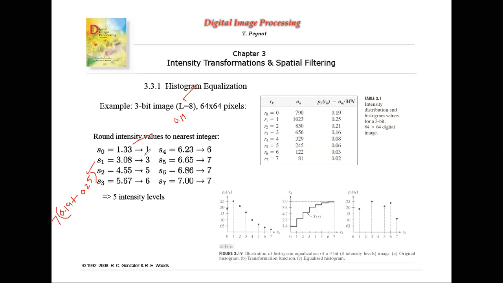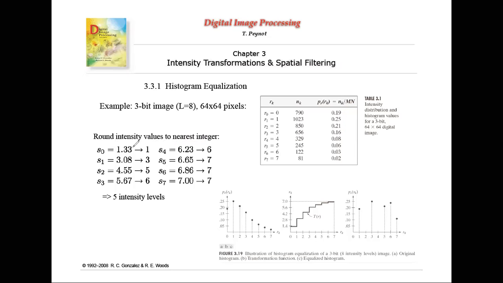Okay. Then what about the third one? It is 0.9. The third one is 0.9 plus 0.25 plus 0.23 multiplied by 7. Okay, and so on. Now once you are done with this, round the intensity value to the nearest integer.